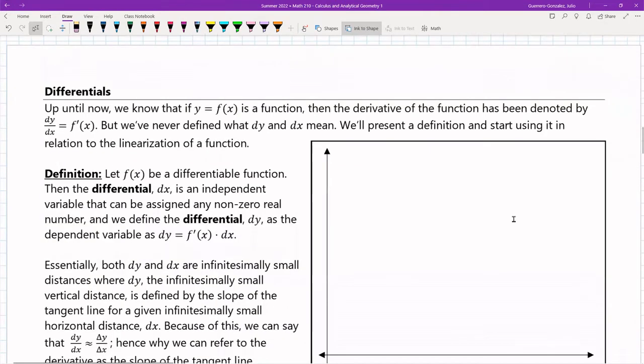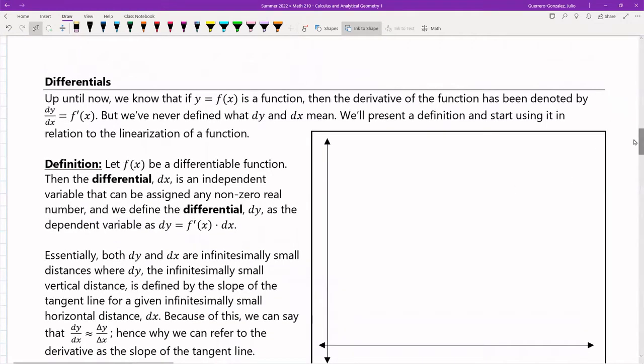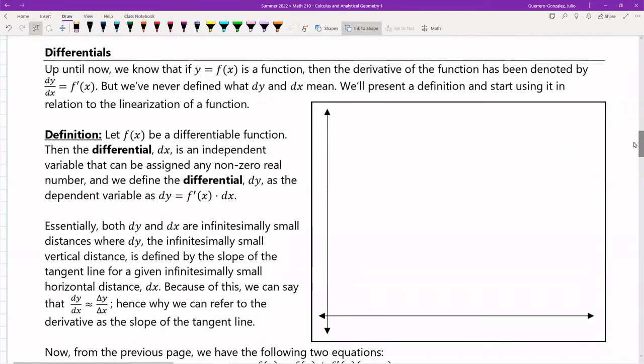Okay. So let's go ahead and move on to differentials. Up to now, we know what a derivative is, right? And we've been using this notation right here for the longest time, this dy over dx, which is equivalent to f prime of x. Whichever one you want to use is fine, but we've just sort of picked up this notation, not knowing what it meant. We never defined it. So this is where we're going to get to define what those are.